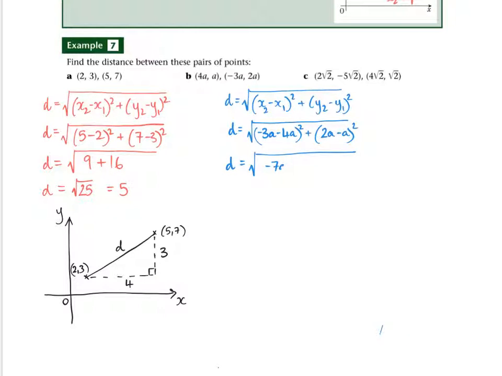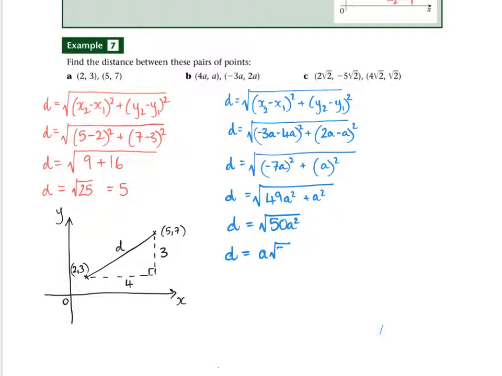So that's minus 7a all squared plus a all squared. That's the square root of 49a squared plus a squared. So d is equal to the square root of 50a squared, or you could write it as a root 50. And root 50 we can simplify even further as root 25 root 2. So that gives us 5a root 2.